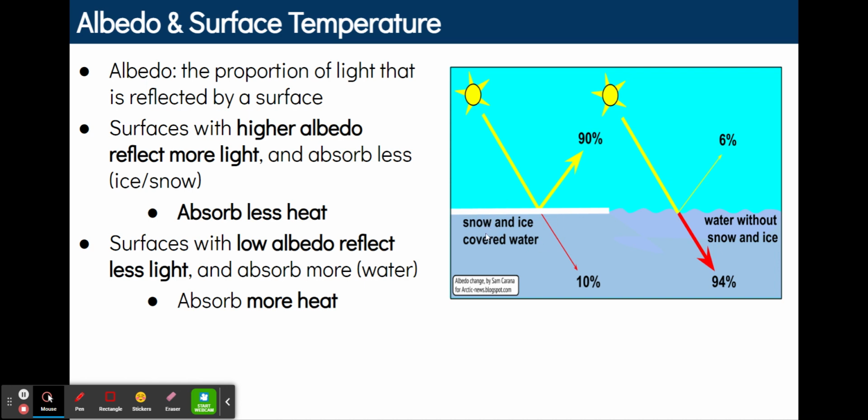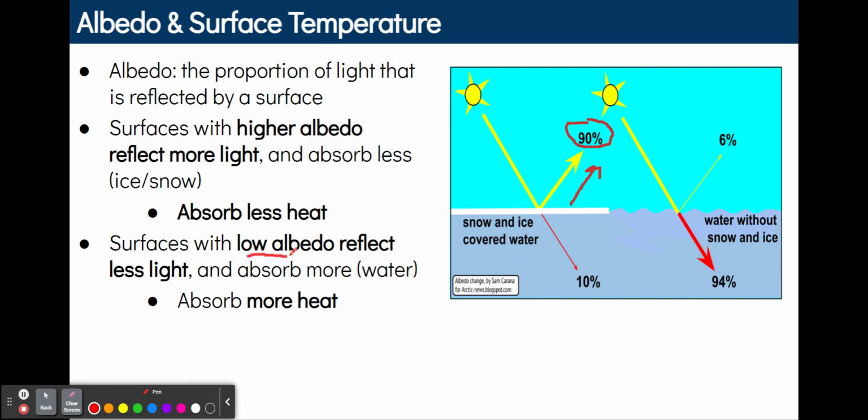My example here is snow and ice. They have a high albedo. A large amount of sunlight is being reflected back into the atmosphere, and a small amount is being absorbed, meaning that this is going to be colder.